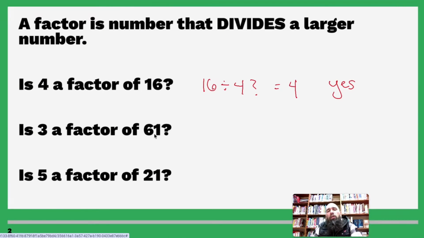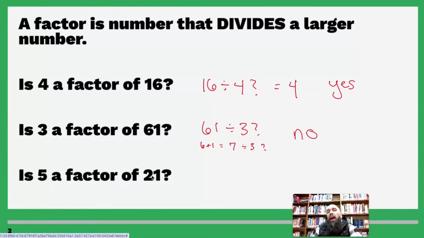Is 3 a factor of 61? We say, can we do 61 divided by 3? Maybe you have to go back to the divisibility rules, which say you add the digits and see if you can divide that by 3. No, you can't. Then 3 is not a factor of 61. So you might have to whip out some of those divisibility rules if the numbers aren't as clear.